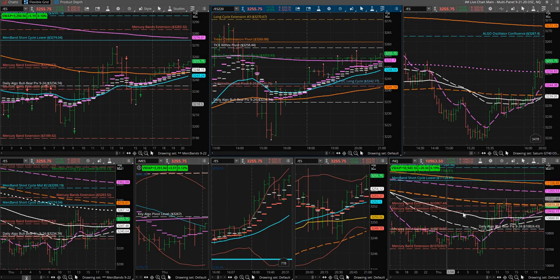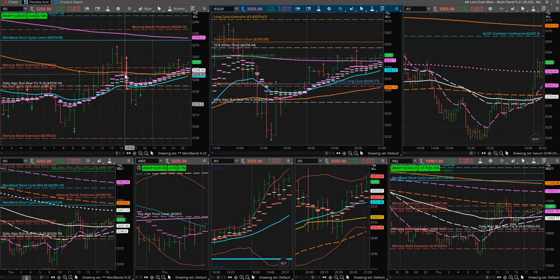Down here we have our NASDAQ chart. Over here we have another look at our algorithmic oscillators. Here we have our long cycle, what we call matrix pivot. Now, if you're a day trader, the purple hash right here, we call this the matrix pivot because this literally is the epicenter for day trading.